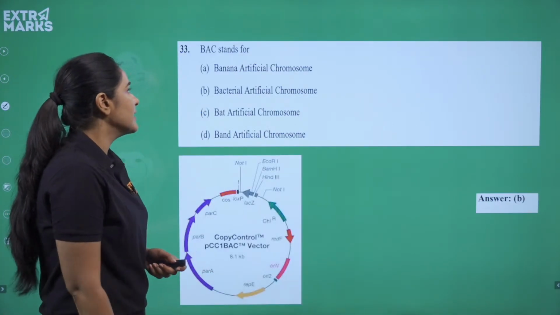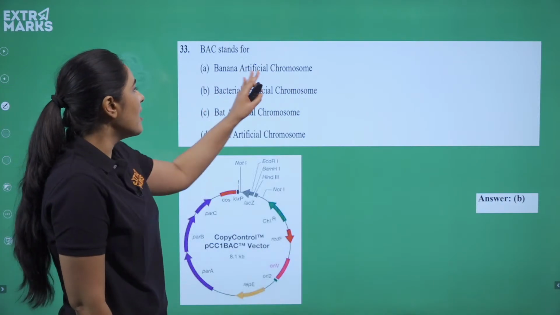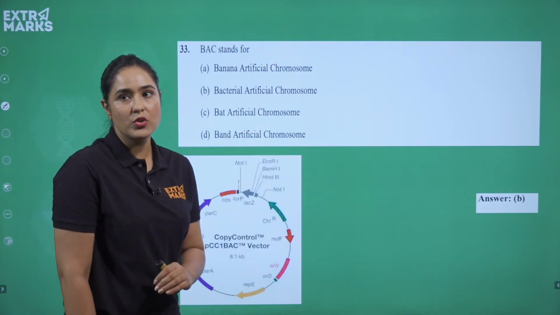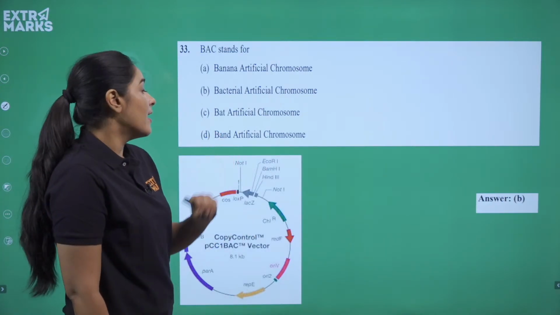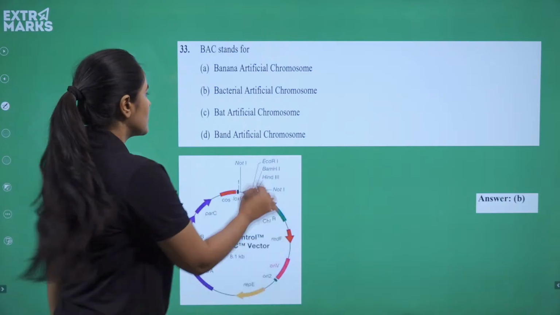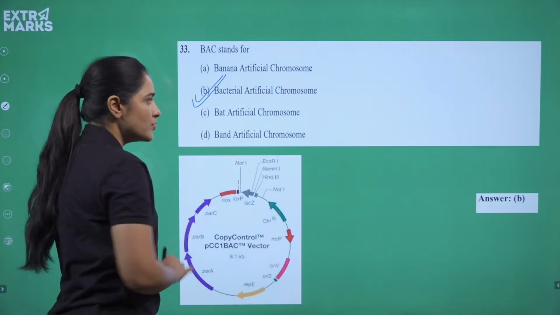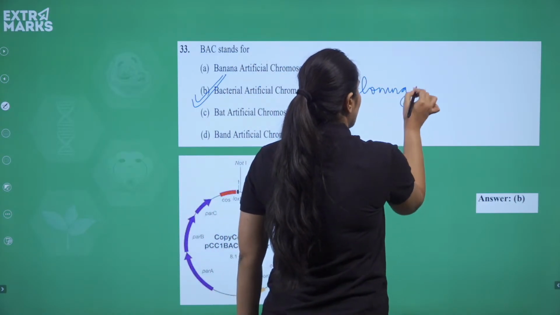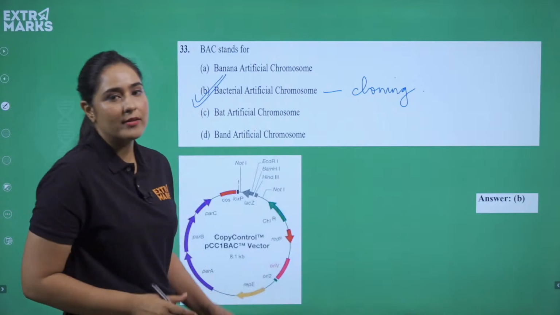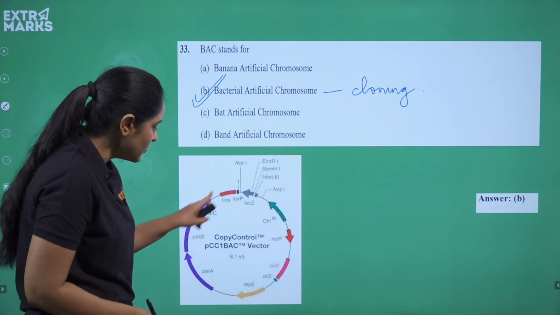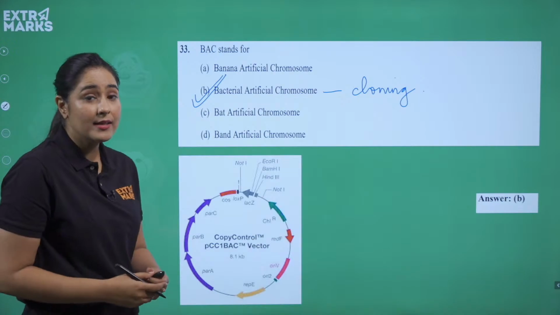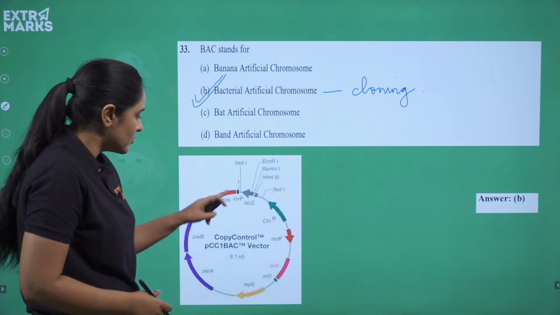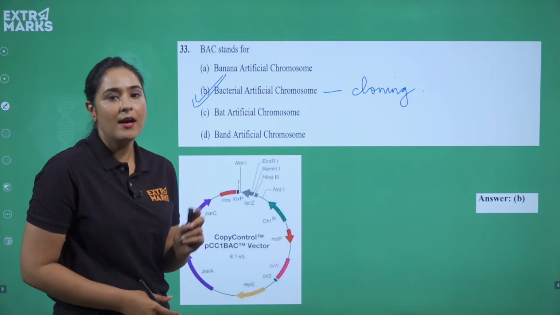Another question here is: BAC stands for banana artificial chromosome, bacterial artificial chromosome, bat artificial chromosome, or band artificial chromosome. Obviously, here we are talking about the bacterial artificial chromosome, and it is used in the cloning of the desired gene or the desired DNA strand. As you can see here, it has certain characteristics and helps in the cloning of the desired DNA strand. So obviously, we have this bacterial artificial chromosome.